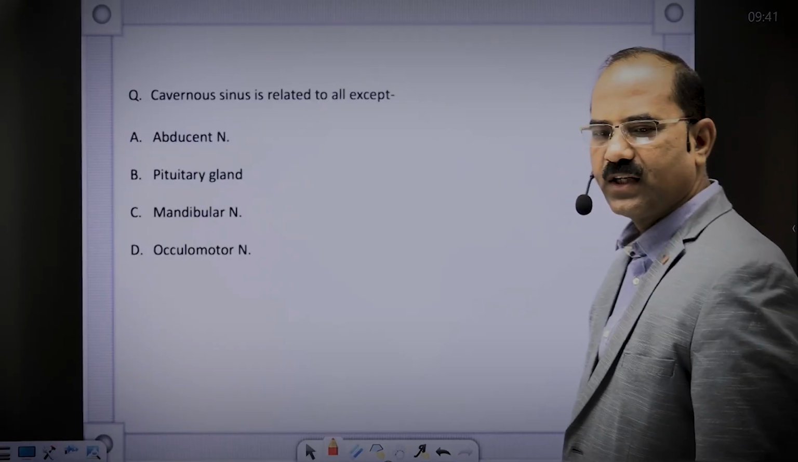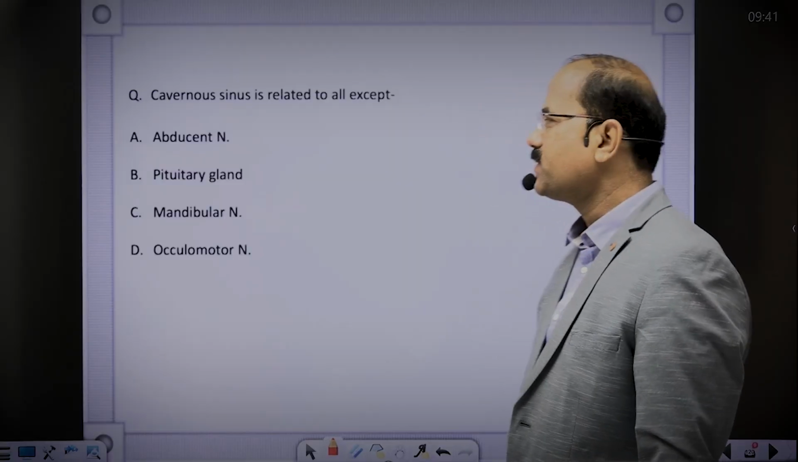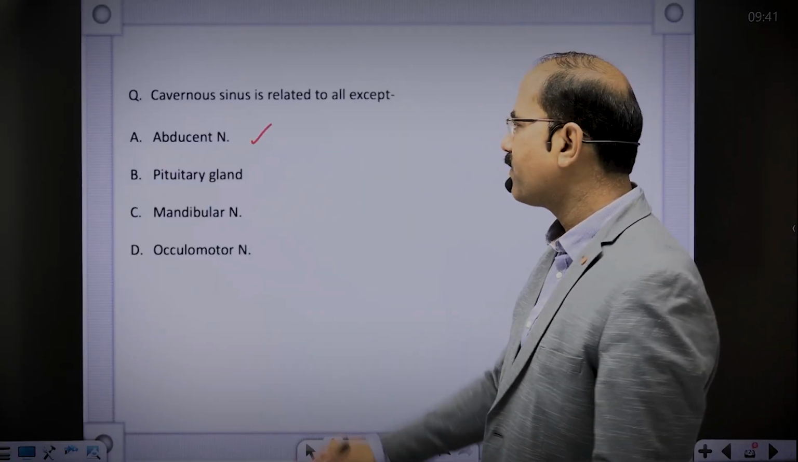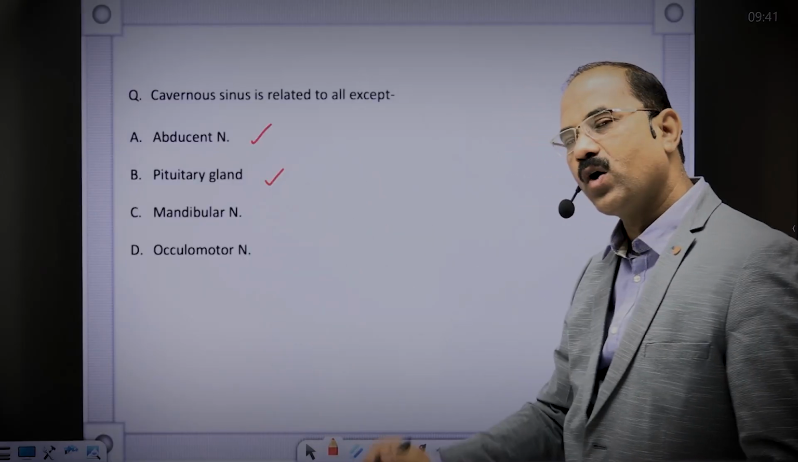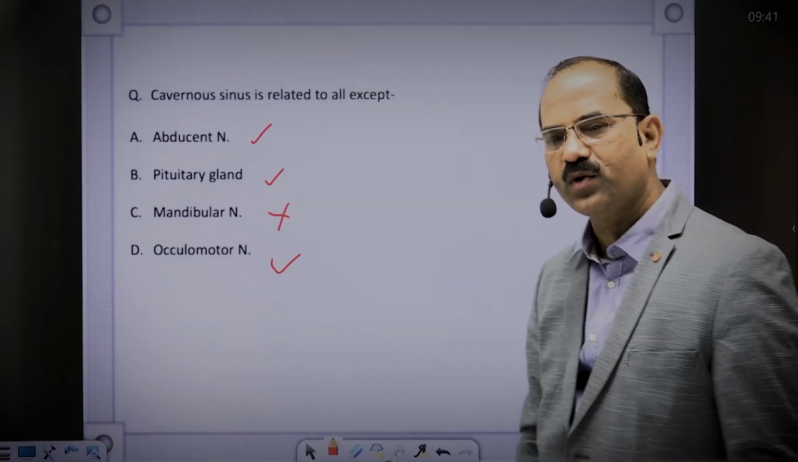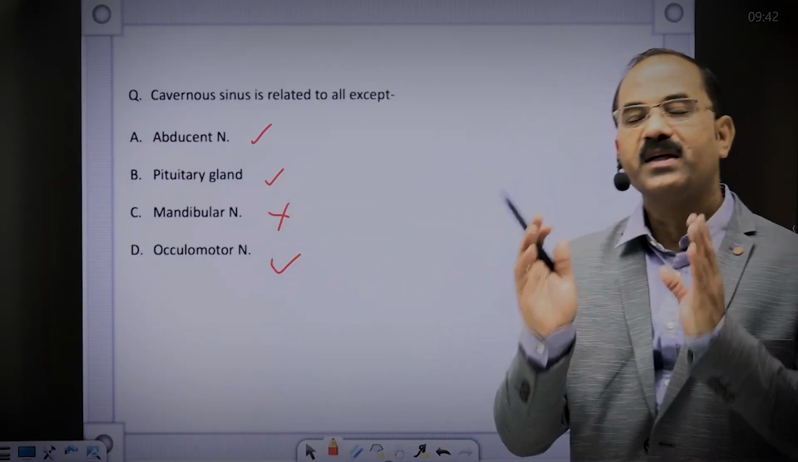Cavernous sinus is related to all except, what do you say, students? Cavernous sinus, yes. Abducens nerve, where is the abducens nerve related? In the floor of the cavernous sinus. Pituitary gland, yes, on the medial side. Mandibular nerve, no. Oculomotor nerve, yes, in the lateral wall. So mandibular nerve is not related to the cavernous sinus.